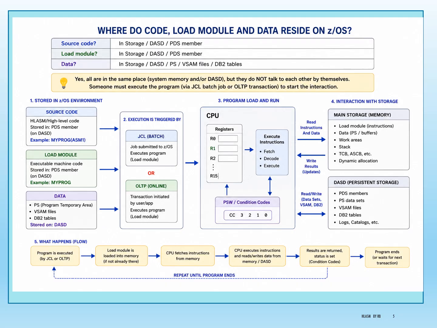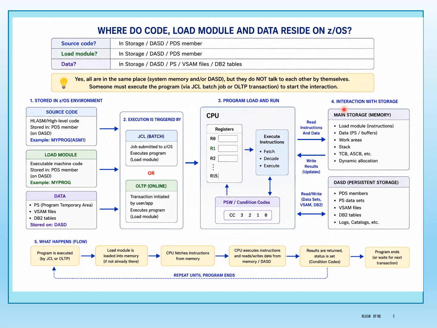Since we are all familiar with regular GUI systems, I just want to recap one more time. If you look at where code, load module and data reside, we all know that it is somewhere in storage. You can call it DASD. Sometimes it is in PDS members. When it comes to data, it could be in physical sequential files, it could be in VSAM files, it could be in DB2 tables. So the data is there on the z/OS system, stored somewhere.